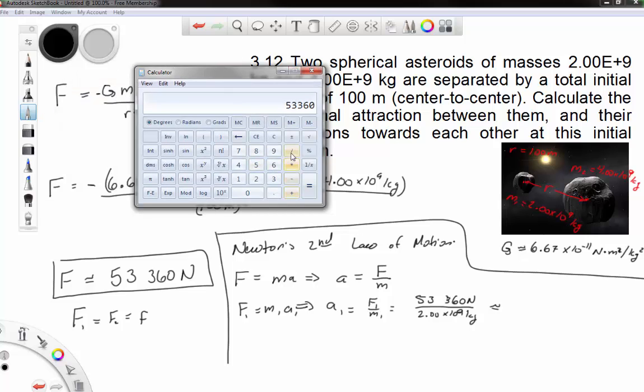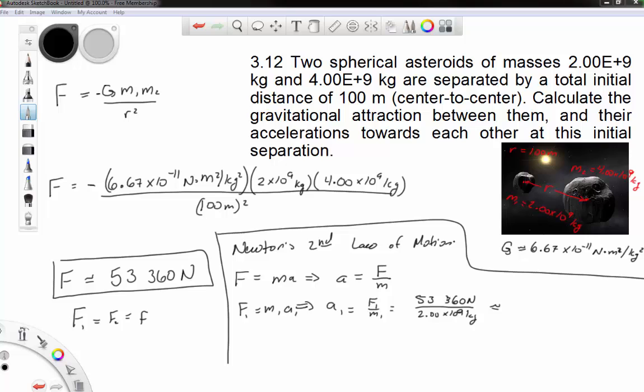So let's see here. We take this and we divide by 2 times 10 to the 9, and we come out with this very tiny number. So 0.0002668 meters per second squared.